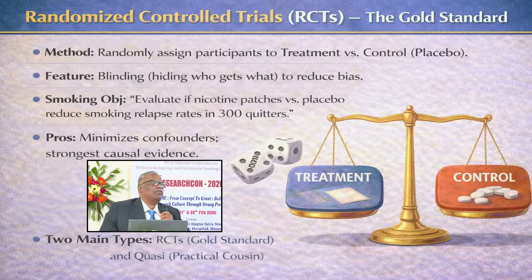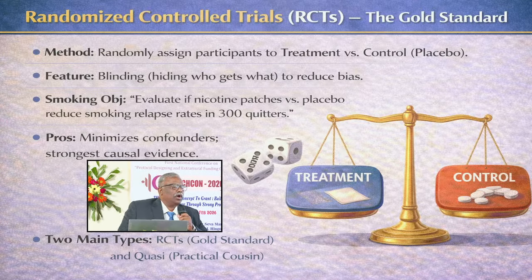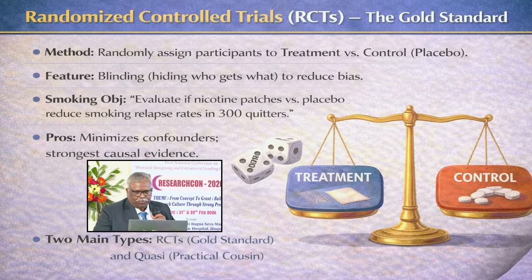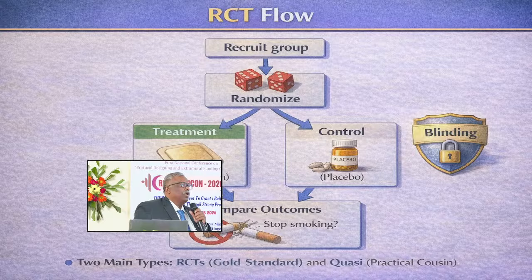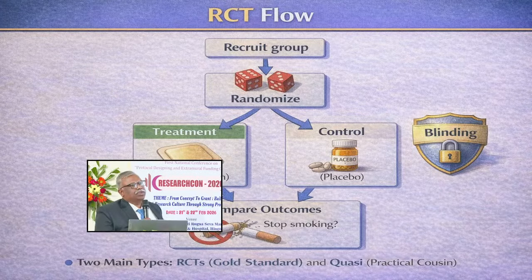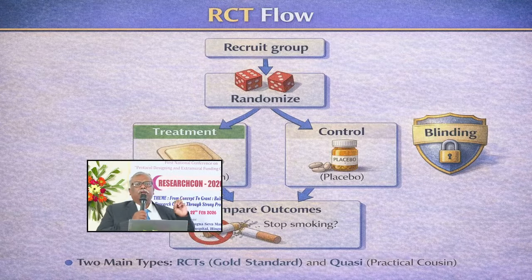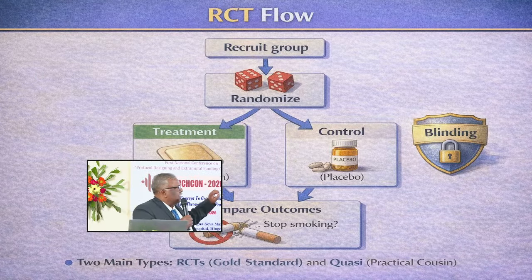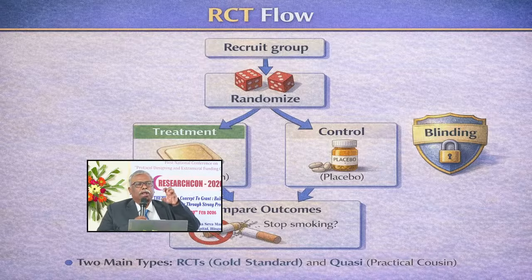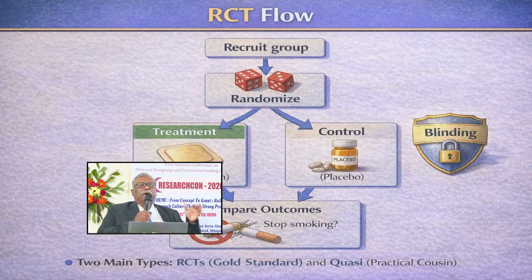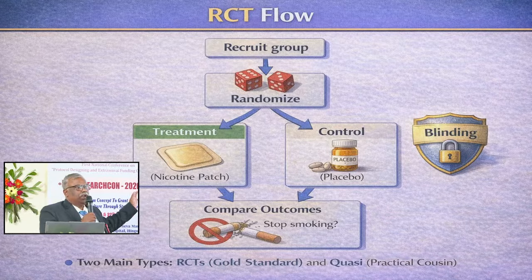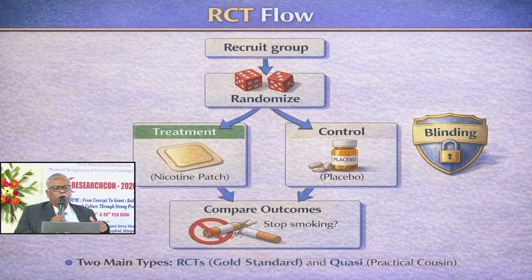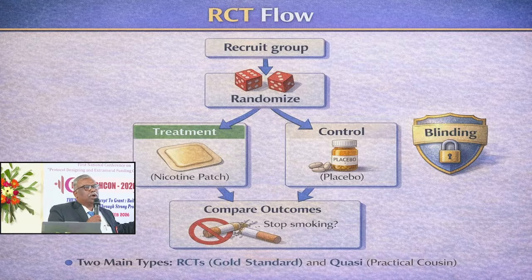So it will minimize the confounding factors, and it is the strongest causal evidence because we know who comes first. So this is the RCT flow. There is a very big RCT flow given in the Park's textbook or any other textbooks. I have collected only very simple things. The individuals who take part in the study are called the sample size, and after that we randomize the sample. Some will go into the treatment group, some will go into the control group, and afterwards we compare both.